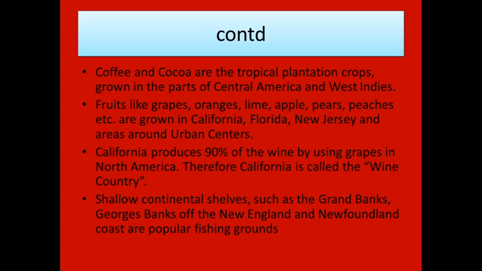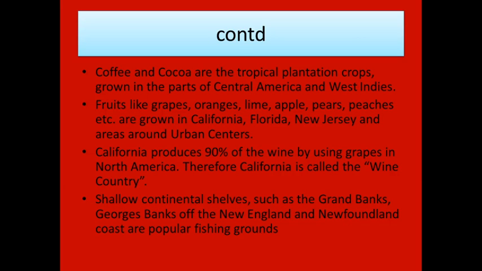California produces 90% of the wine by using grapes in North America. Therefore, California is called the wine country. So, which is the wine country here? It is California because it produces 90% of its wine by using grapes.